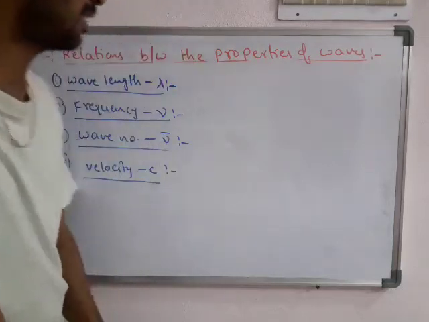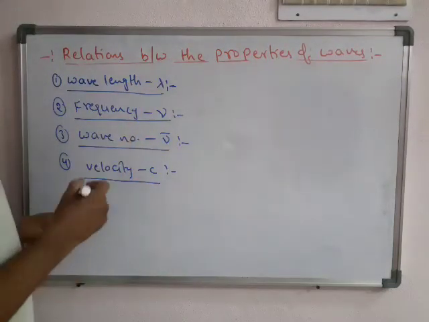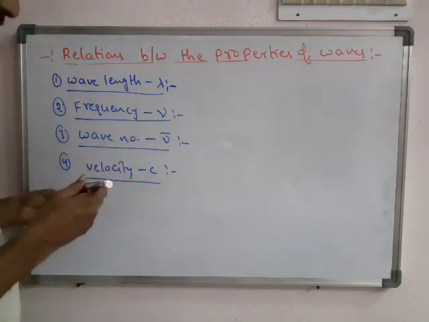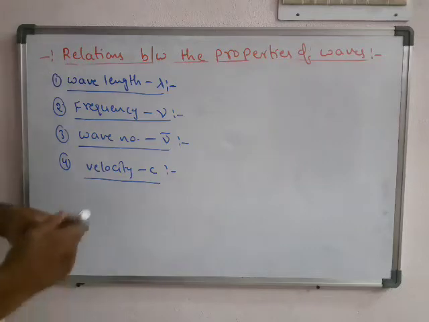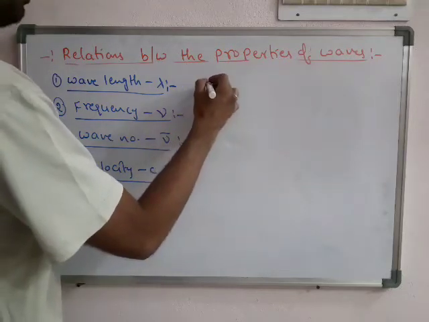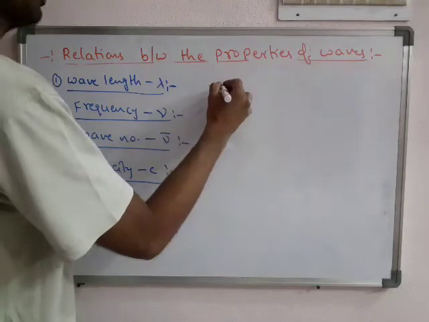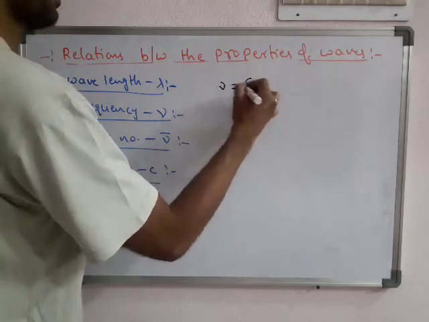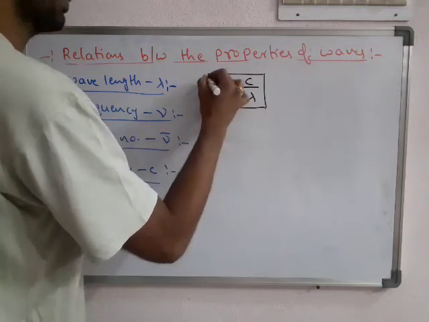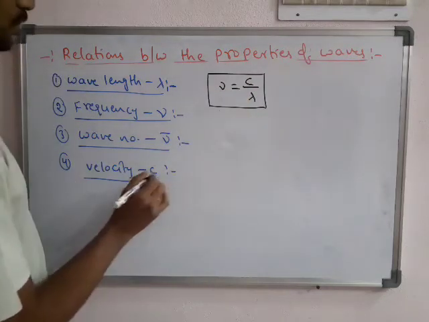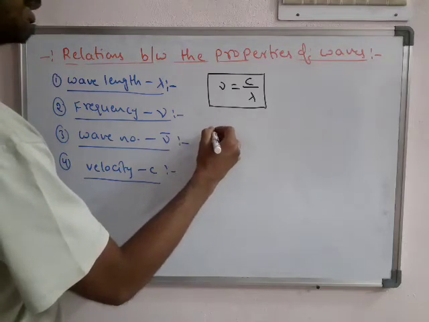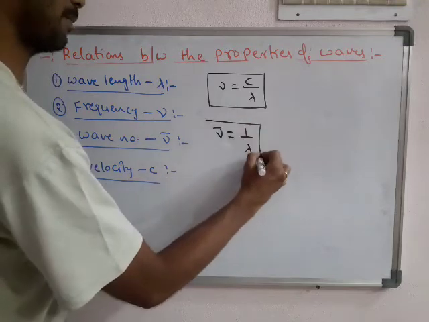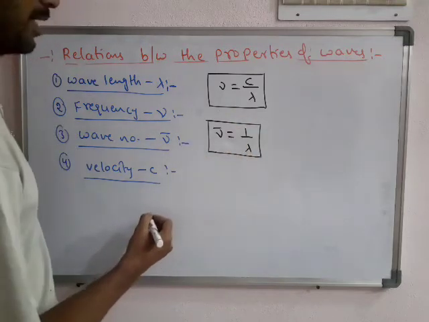Now we see the relations present between them. There are standard relations, with the help of which we can write other relations also. It is given that nu is equal to c by lambda. Nu equals c by lambda. Next, nu bar equals 1 by lambda.